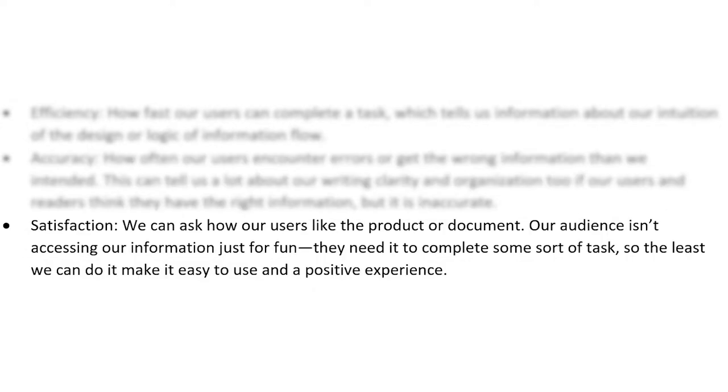And satisfaction. We can always ask users how they like the product or the document. Our audience isn't accessing our information just for fun. Remember, they needed to complete a task or to do something, make a decision. So the least we can do is make it easy to use and a positive experience.